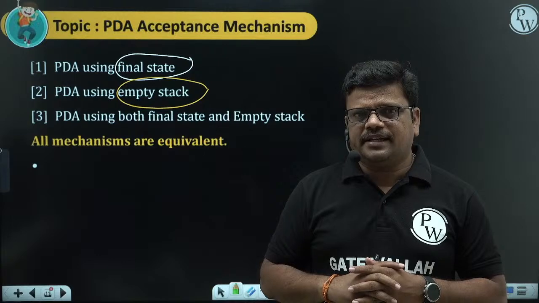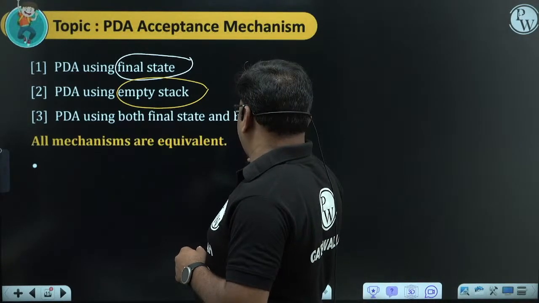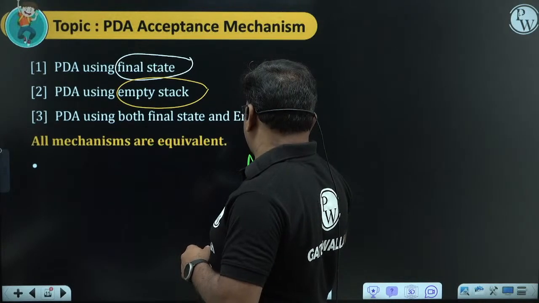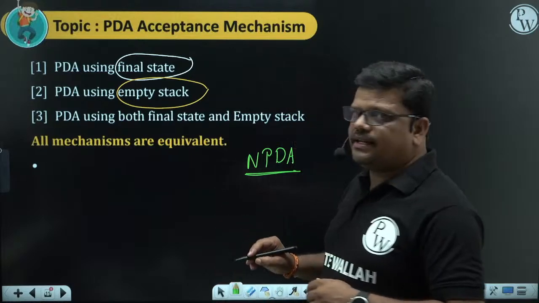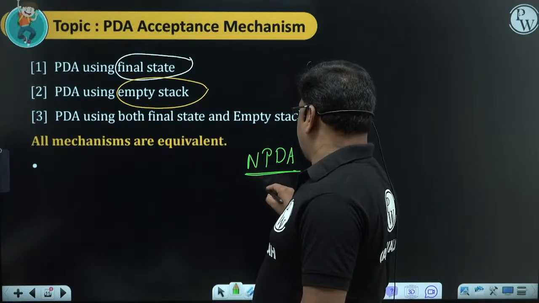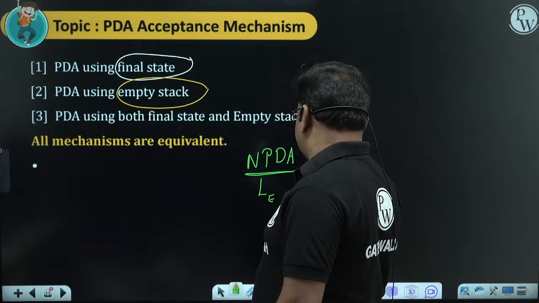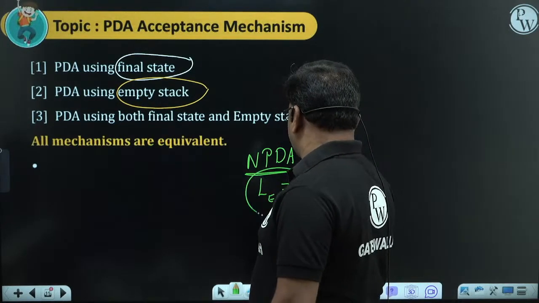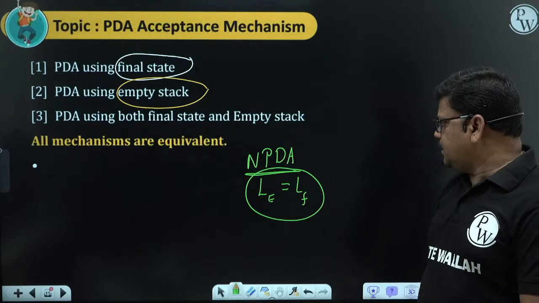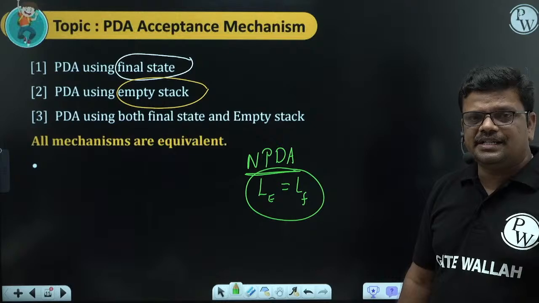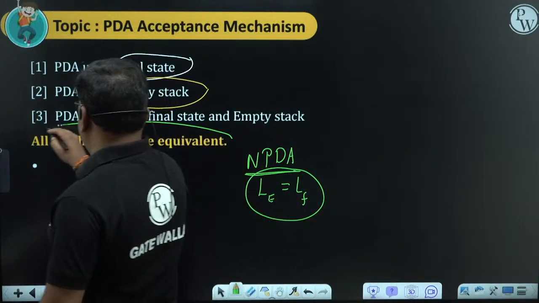Number of languages accepted by NPDA, if it is NPDA case, empty stack and final state, that is L1 by empty stack, L by final state, the number of languages will be same. Number of languages accepted by empty stack method and by final state method is same here. All mechanisms are equal.